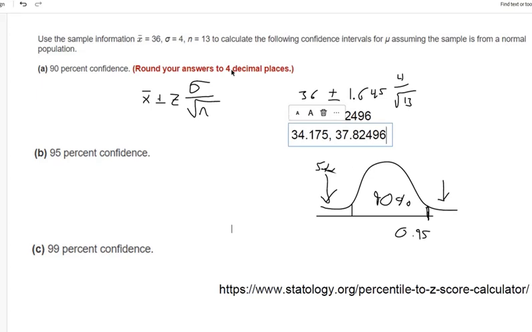So those are the two numbers, round to 4 decimals. Oops, I round that to 3. Watch out. Make sure when you do yours, you round to 4 decimals. So that's a 90% confidence interval.